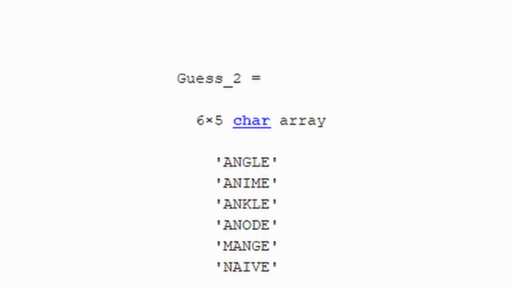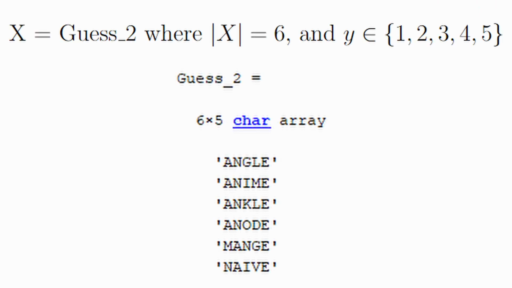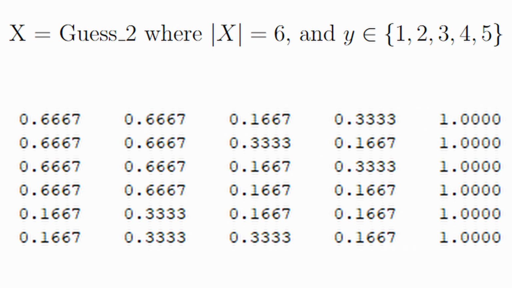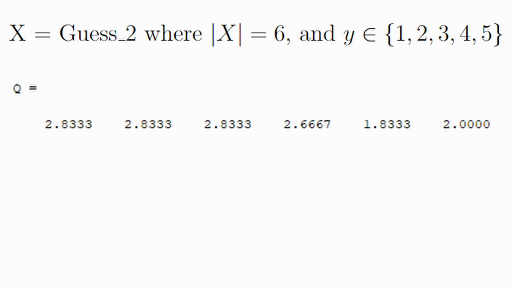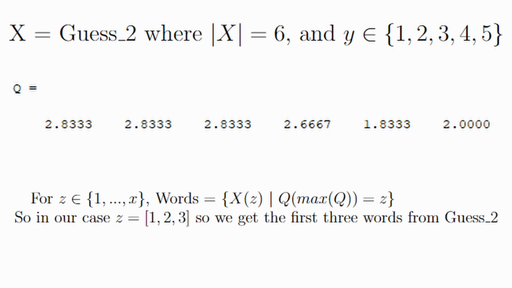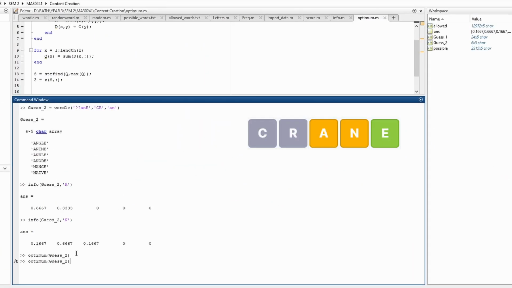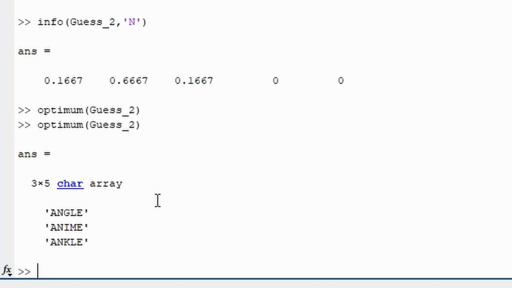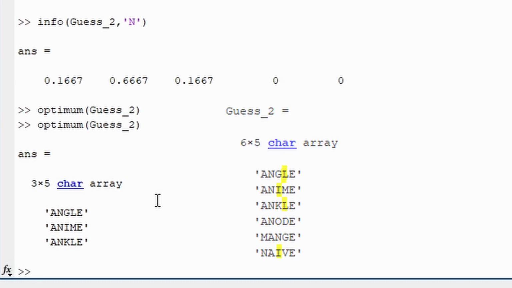So from the refined list containing X words, or 6 in this case, for letters 1 to 5, we want to compute this info of each slot, sum up the probabilities in each column, and then choose the row with the maximum value. So using this code on the list guess 2, we actually get 3 words that come out. Now this is because the I in the 3rd slot appears an equal number of times as the L in the 4th slot.